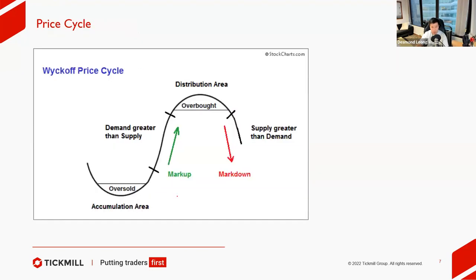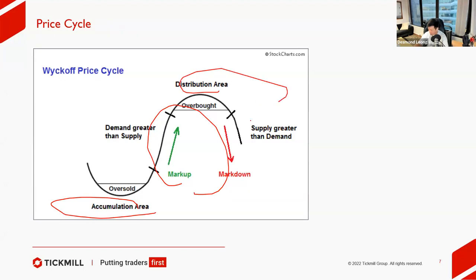So the Wyckoff price cycle is very simple. You've got the accumulation area, the markup, the distribution area, and the markdown. The markdown is where you sell, and the markup is where you make money. So you ultimately make money buying and you make money selling. How you identify this accumulation area and this distribution area determines how profitable you are going to be when you use the Wyckoff trading strategy.